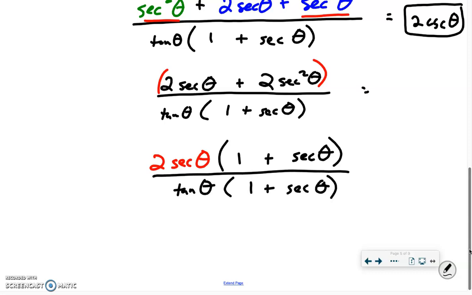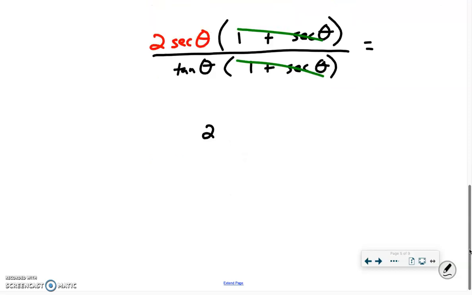Again, you may have thought, where is this guy going? It's taking us on a crazy route. It's because I was trying to get these 1 plus secant thetas to cancel, and we're finally there. So we are currently looking at 2 secant theta over tangent theta. Remember what that target was. We're trying to make this into 2 cosecant theta. That's the goal.